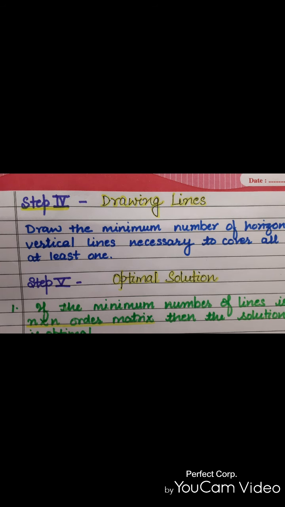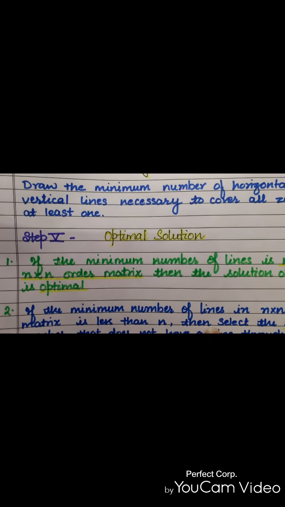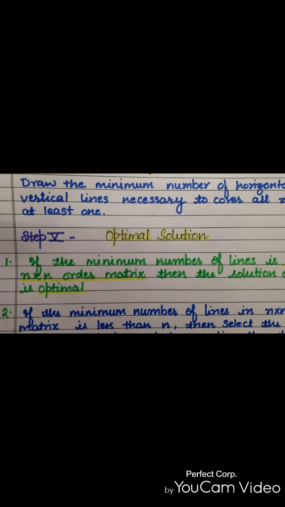After that you have to move on to the last, that is fifth step, to find the optimal solution. And to find the optimal solution, what is the condition? The condition is that the minimum number of lines, जो कम से कम लाइनें आपने ड्रॉ की हैं, the minimum number of lines किसके इक्वल होनी चाहिए? That must be equal to the order of the matrix, right.